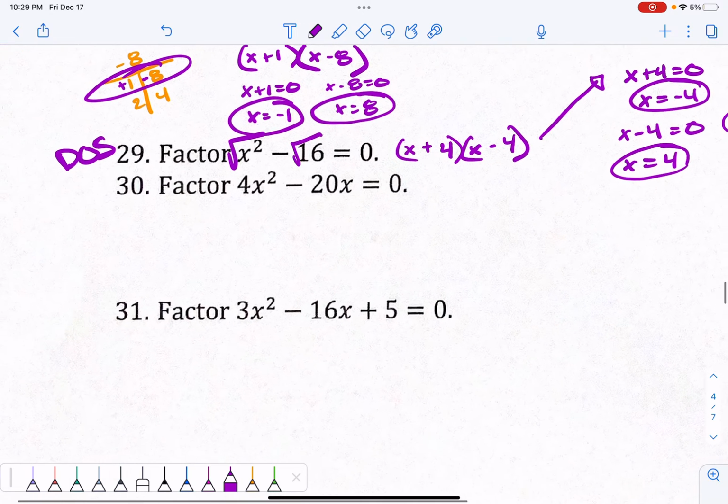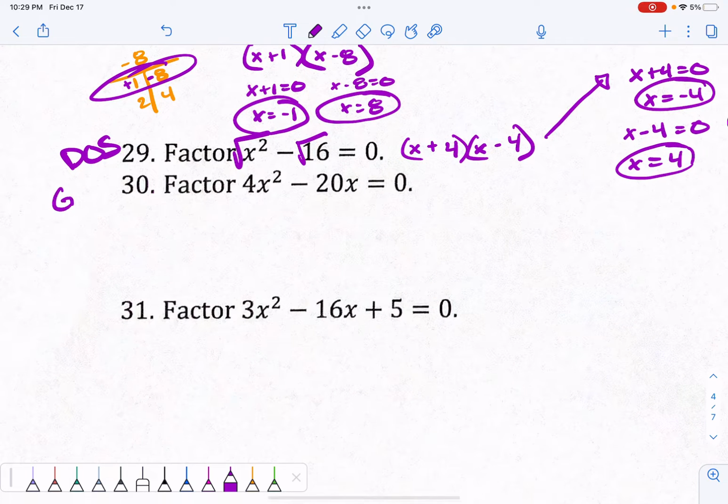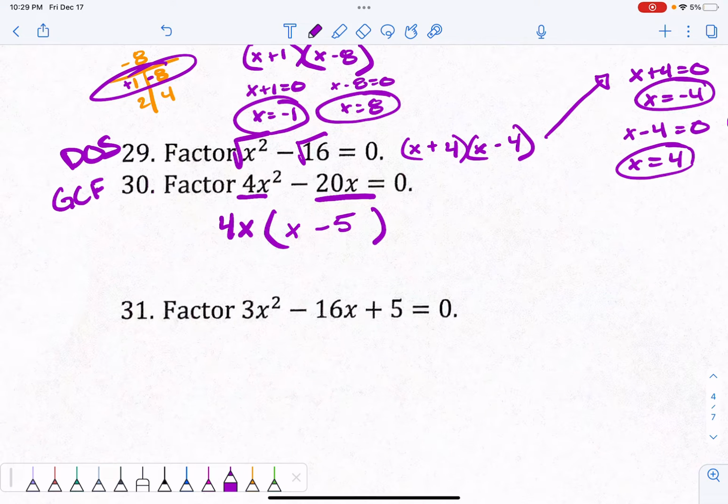The next one, number 30, is a greatest common factor. So in these two pieces, we're going to pull out a 4 and an x. If we pull out 4x, we're left with x minus 5. And so then we set 4x equal to 0 and x minus 5 equal to 0.